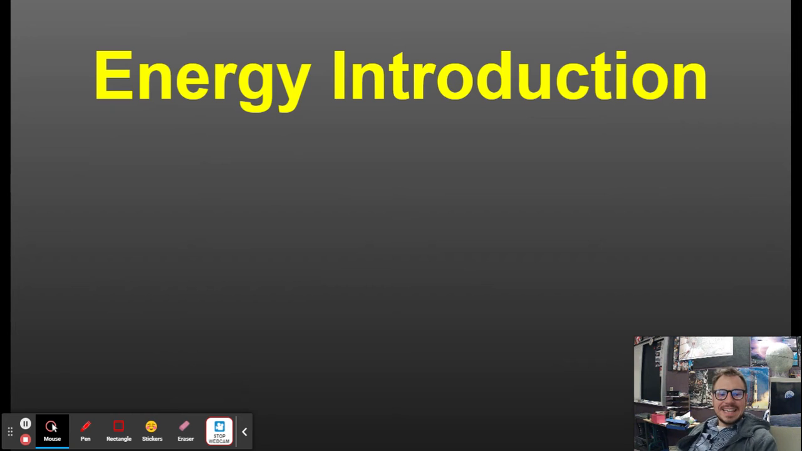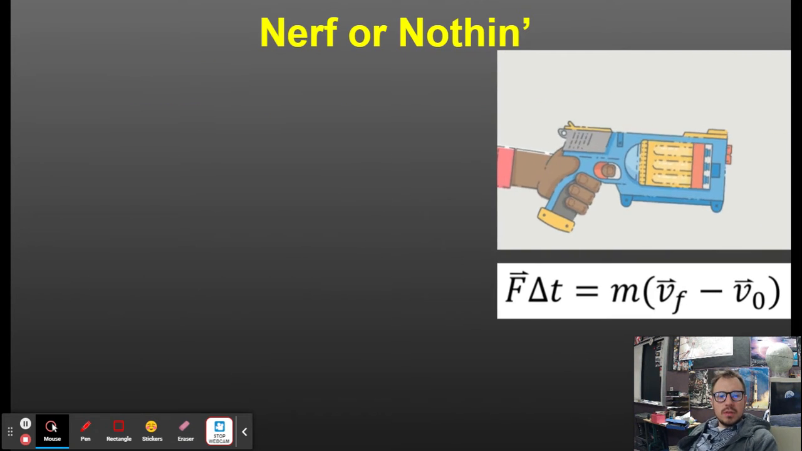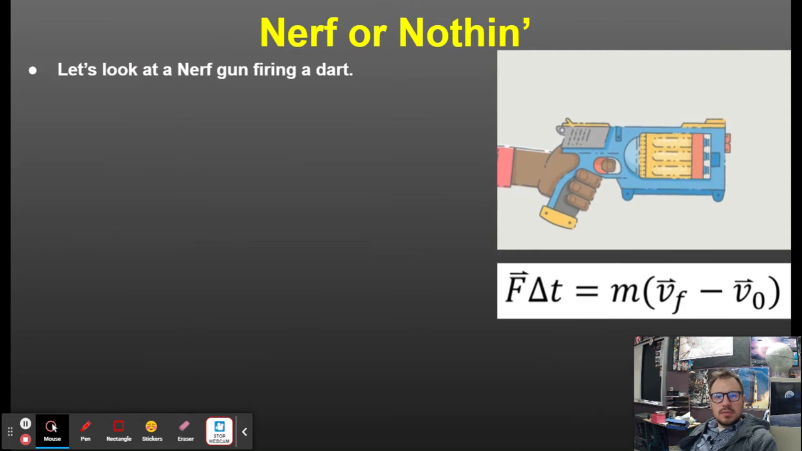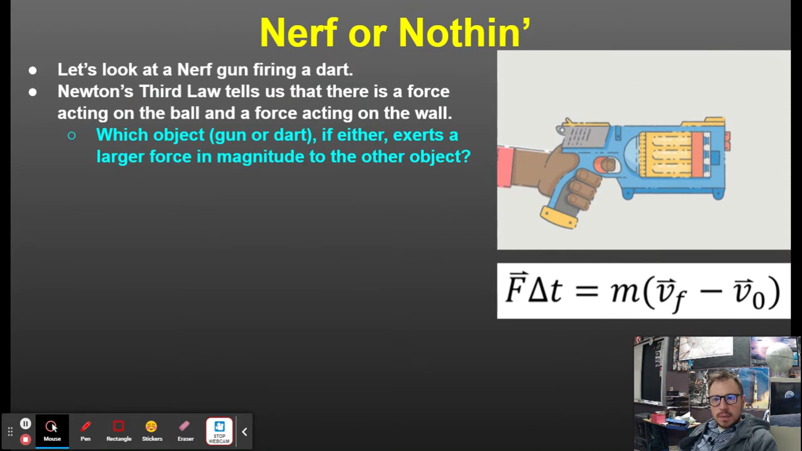Right, these are the energy introduction slides. So the first thing that we started off talking about is that if we're looking at a Nerf gun firing a Nerf dart, Newton's third law tells us that there's a force acting on the dart and a force acting on that Nerf gun.